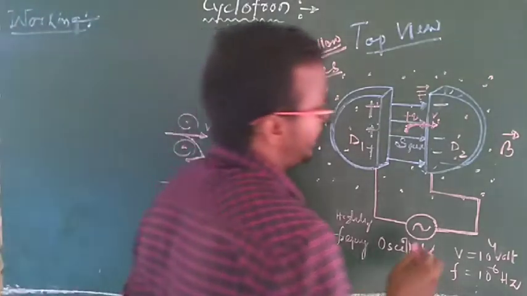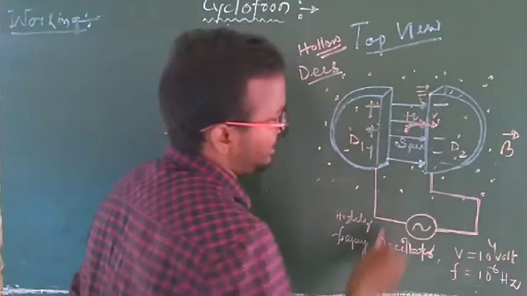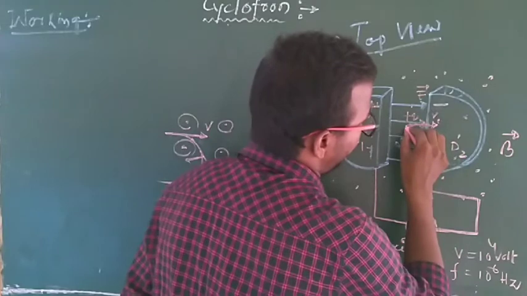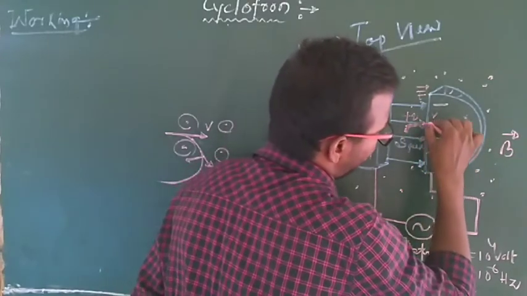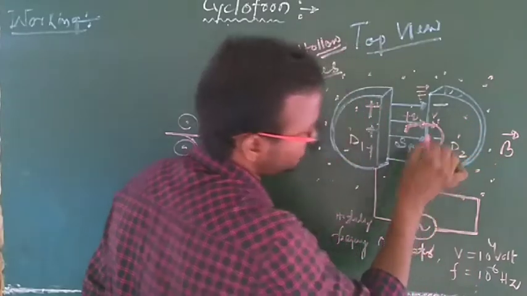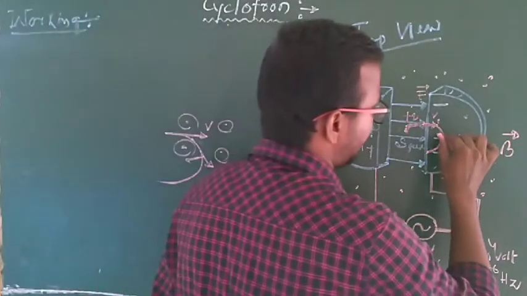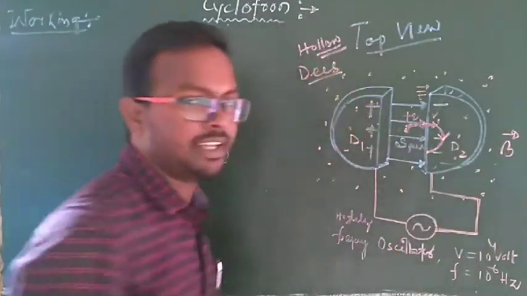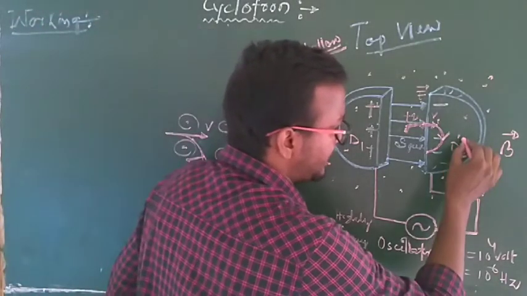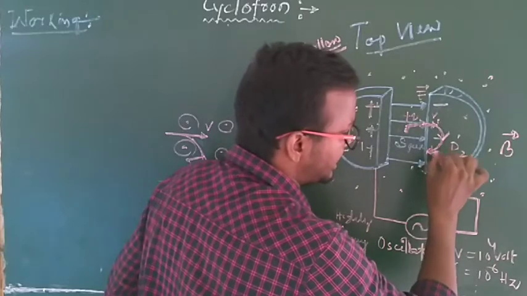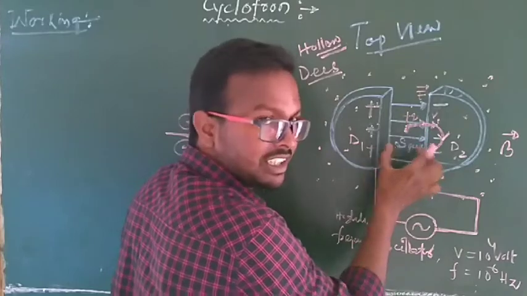That means when the charged particle enters the second disk, the negative terminal, then it describes a semicircular path in this direction. Clear? Because the magnetic field only changes the direction of the charged particle, not its speed. So when the charged particle comes out from this D2, it is exposed to the electric field.